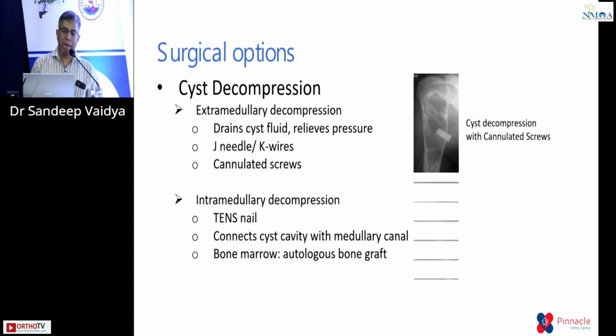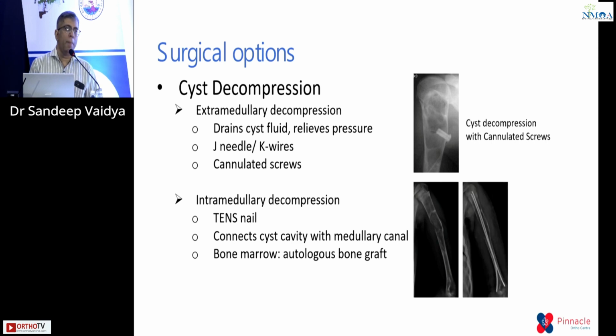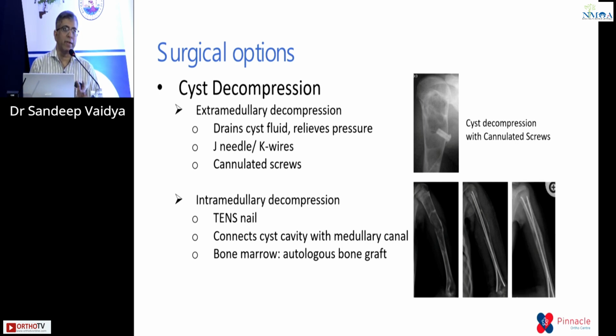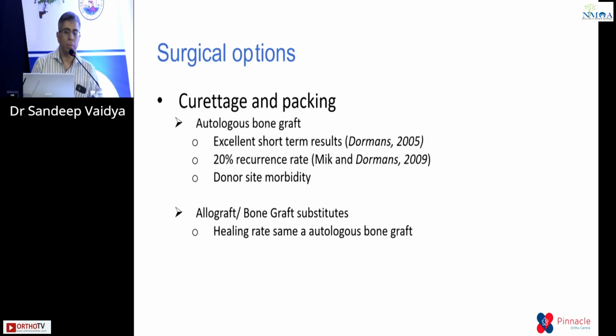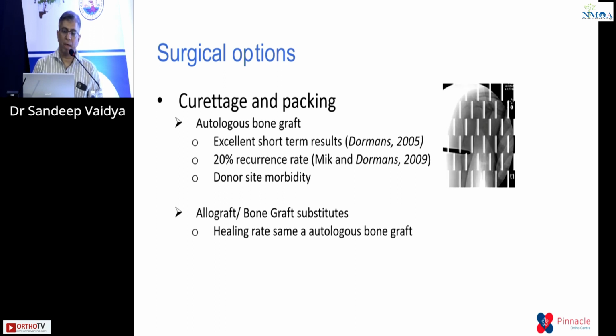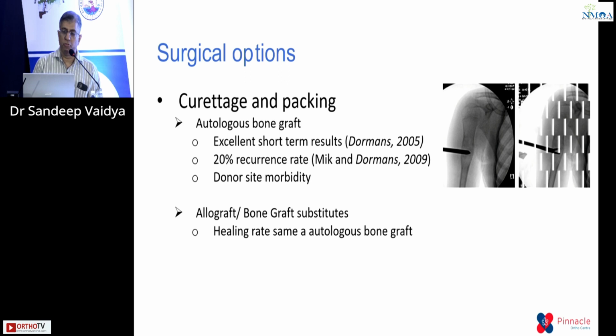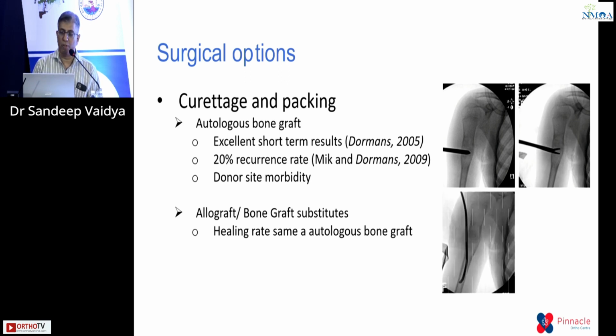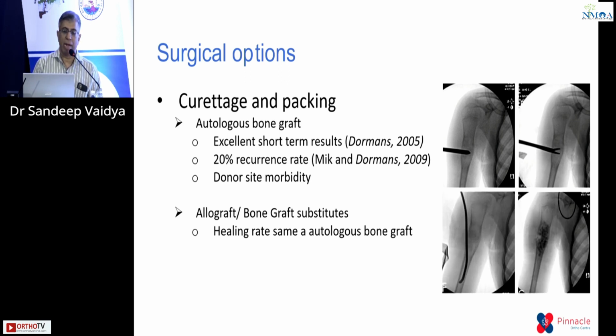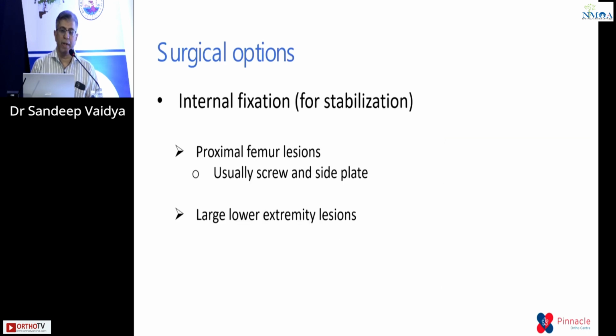Intramedullary decompression you can do by inserting a TEN nail. By this, you are connecting the cyst cavity with the medullary canal, and therefore the bone marrow can get access to the cyst cavity and bring about healing of the cyst. The next option is curettage and packing. In this you can pack with autologous bone graft. You can first perforate and curette the walls of the cavity and then pack with graft, or you can use graft substitutes, the advantage of graft substitutes being that you can avoid donor site morbidity.